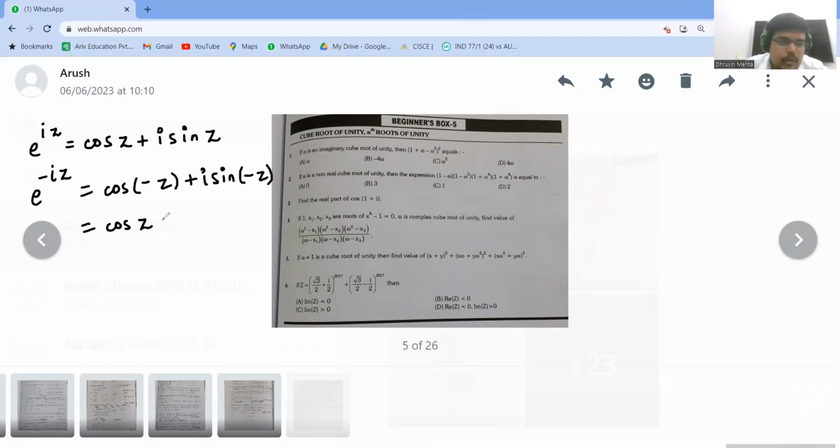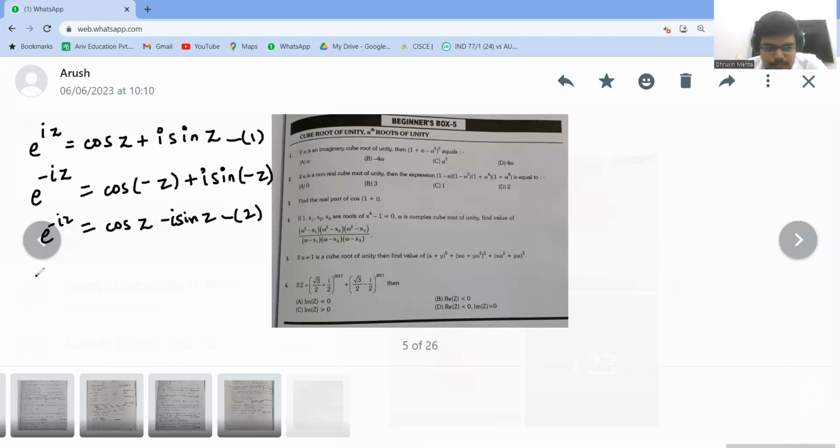Sine theta, minus sine theta. So this will be minus sine i theta. Yes, sin z. So this gives us the value of e raised to minus iz. Now if e raised to iz is equation 1 and e raised to minus iz is equation 2, just add the two equations and tell me, Arush, what will we get?